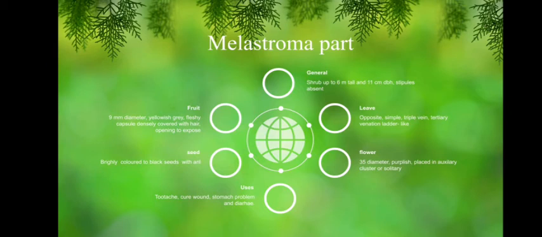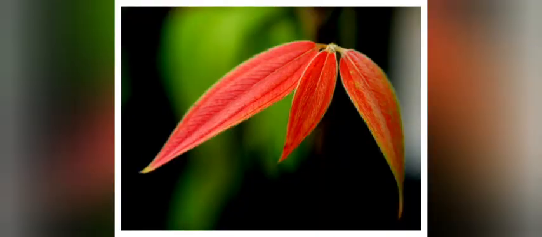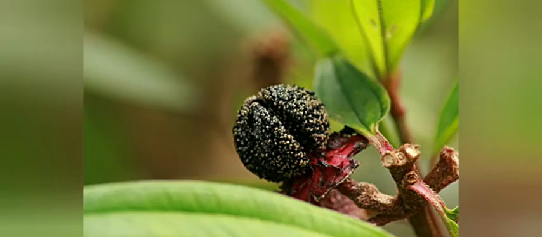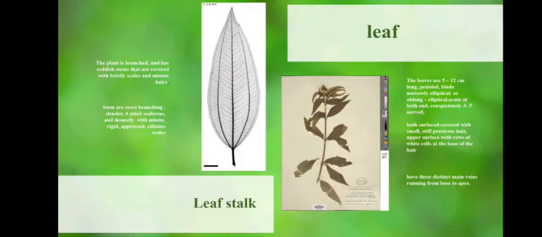Generally, this plant is a shrub up to 6 meters tall and 11 cm DBH. The stipules are absent, and the leaves are opposite, simple, with triple veins and ladder-like tertiary venation. The flowers are 3 to 5 cm in diameter, purplish, placed in axillary clusters or solitary. The fruit is 9 mm, yellowish grey, a fleshy capsule densely covered with hair, opening to expose the seeds. As for the seed, brightly colored, two black seeds with aril. Let's move on to the detail, shall we?